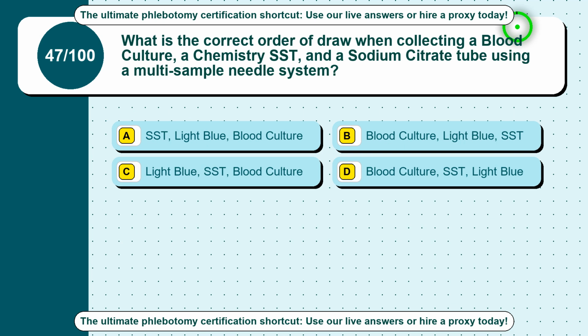Question 47. What is the correct order of draw when collecting a blood culture, a chemistry SST, and a sodium citrate tube using a multisample needle system? Option A. SST, light blue, blood culture. Option B. Blood culture, light blue, SST. Option C. Light blue, SST, blood culture. Option D. Blood culture, SST, light blue.